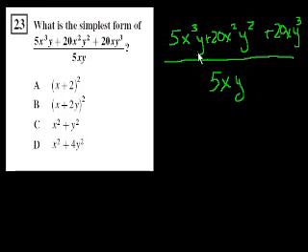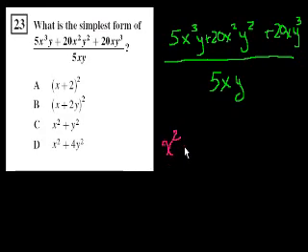So what's 5x to the third y divided by 5xy? Well, 5 divided by 5, I'll do it in magenta. 5 divided by 5 is 1, so we don't have to write that. x to the third divided by x is x squared. y divided by y is 1. So this term divided by this term reduces to that.